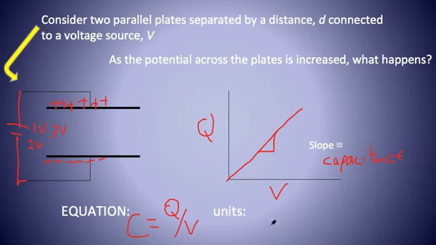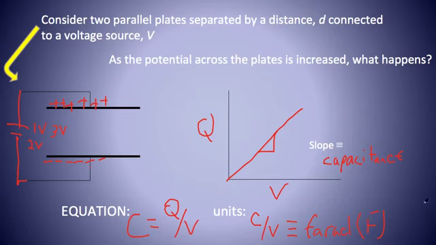Now units, as one can see in the equation, would be coulombs per volt. Don't let the C's throw you off. This is the symbol for capacitance in the equation. This is the symbol for charge in units. And that is called a farad, after Michael Faraday, and it is given the symbol capital F.